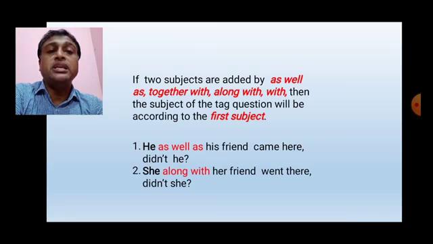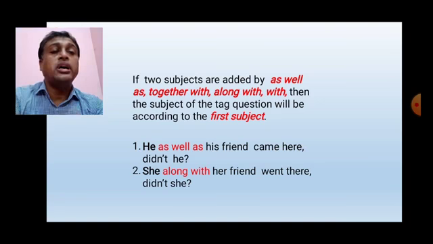Here verb is came. It is verb 2. So the auxiliary verb is did, and as this is a positive statement, we have to write not. So the answer of this statement is didn't he.